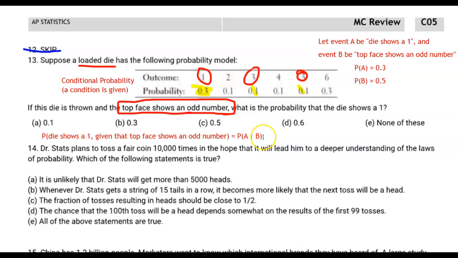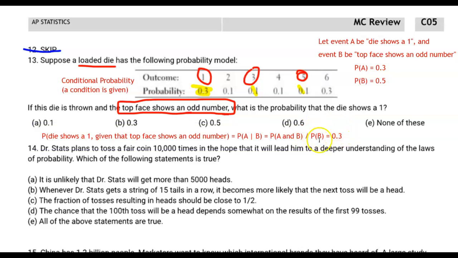Now, it turns out that all you need to do is refer back to the formula for conditional probability. Very easy to find. All we need to find is the probability of A and B happening at the same time. Divide that by the probability of B. In this case, the probability of A and B happening at the same time is very easy to figure out. Well, die shows a 1 and top face shows an odd number. The only overlap between those two things is if the outcome is actually 1, which has a probability of 0.3. So that probability is going to be equal to 0.3. Let me type that in here.